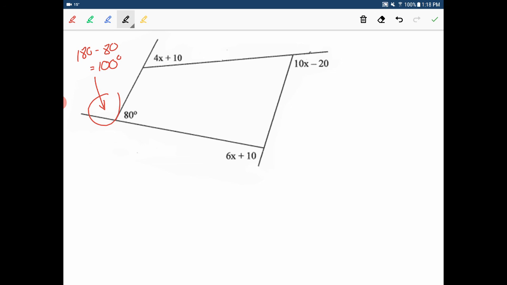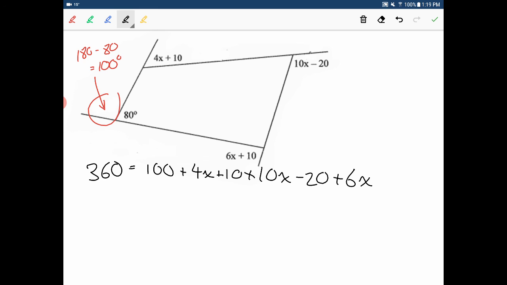So what we can do then is say 360 is equal to, and we can take all 4 of these angles that we now have and add them together. We'll start with the 100, and then 4x plus 10, plus 10x minus 20, plus 6x plus 10. There are lots of different orders you can do here. I like to collect like terms wherever I can. So we've got 4x plus 10x plus 6x, which will give us 20x.